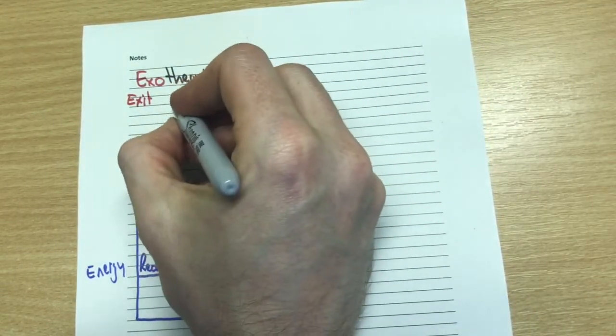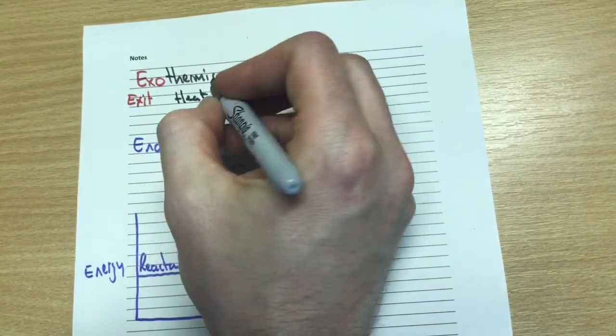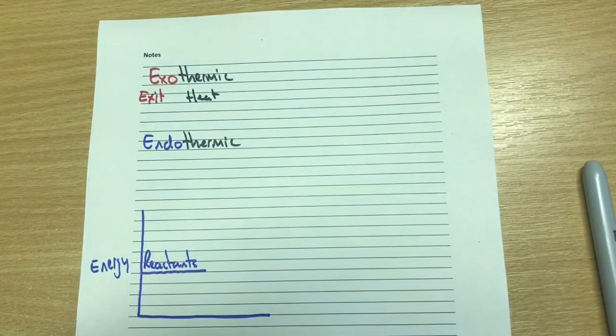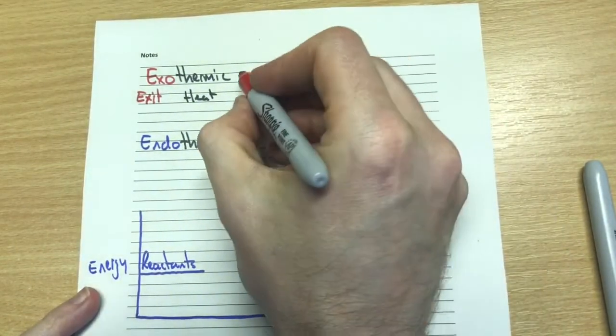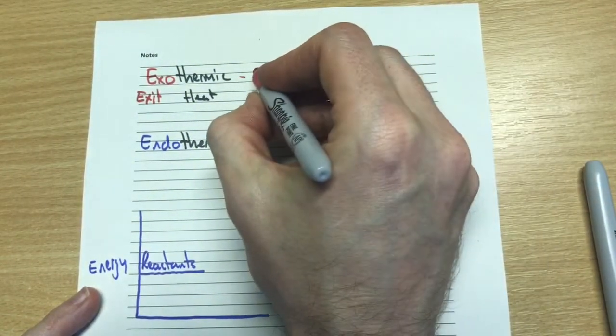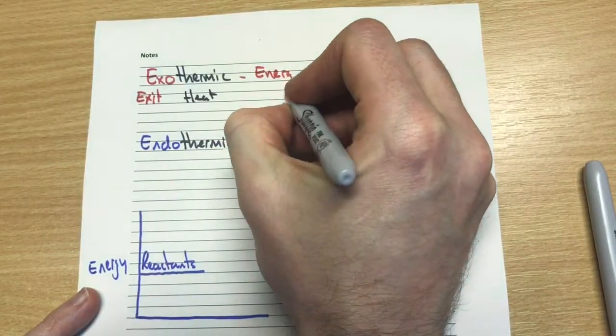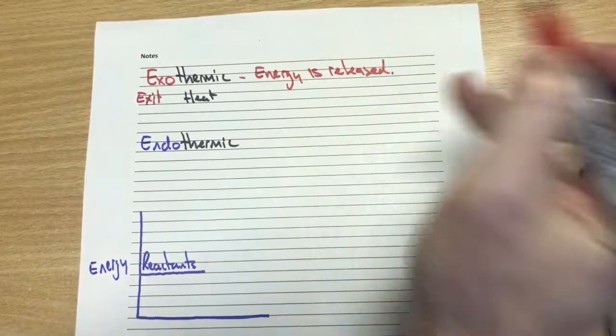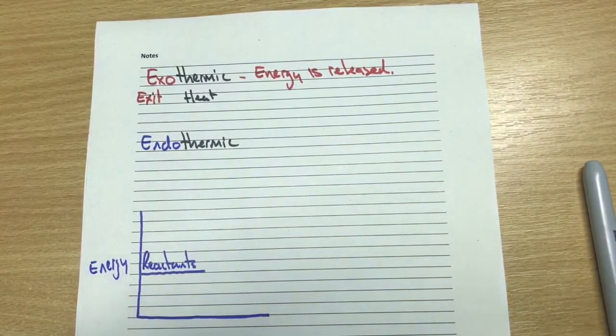You get thermal clothes, they're going to keep you warm. Thermal is to do with heat. So this means that heat is exiting, heat is being released. And if heat is going to be released, this causes the surroundings to get hotter because energy is released. So these reactions release energy to the surroundings.